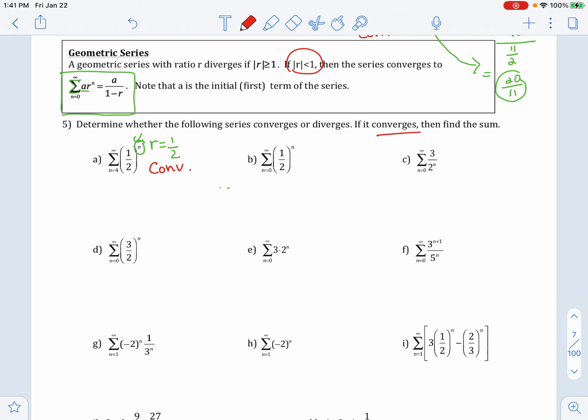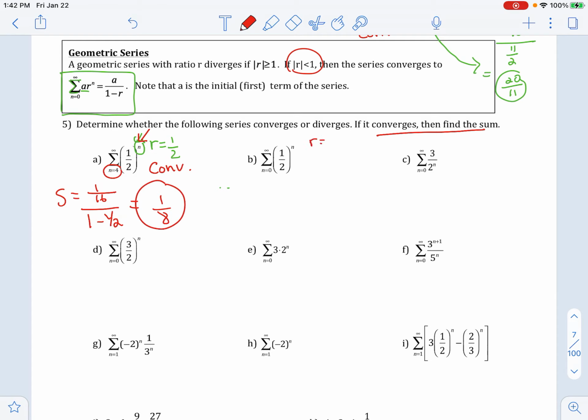So if it converges, I do want you to find the sum. So the sum would be A, which is the first term in this series. The first term is what happens when I plug in 4 for n. It's 1/2 to the 4th, which is actually 1/16. A over 1 minus R simplifies to 1/8.